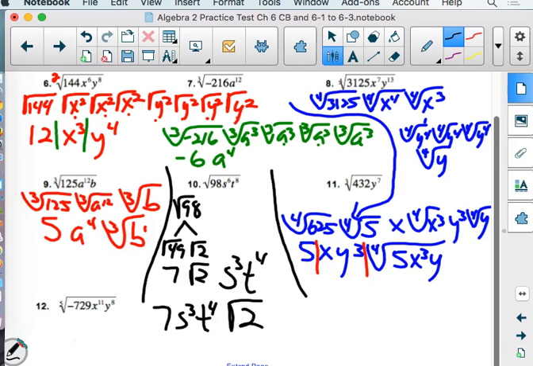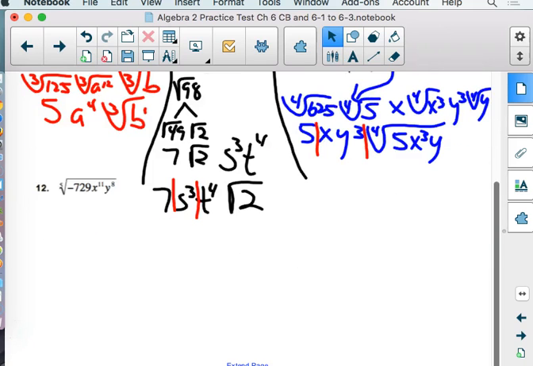Absolute value bars? Yes? No? Part of it? All of it? Where? Just the S. Odd. Right there. All right, I'm going to rewrite 11 because I wrote all over that spot.